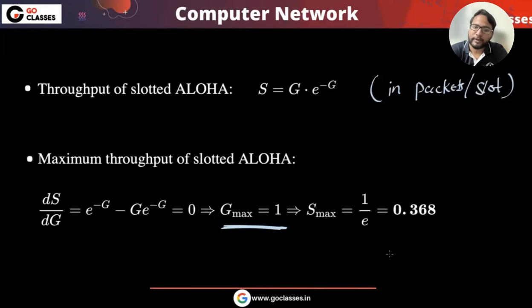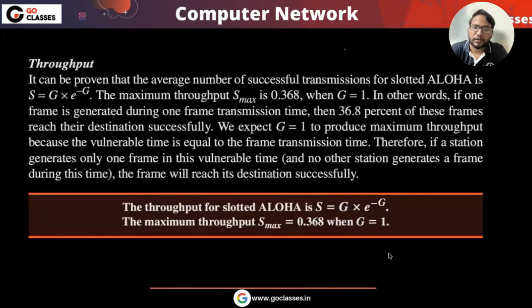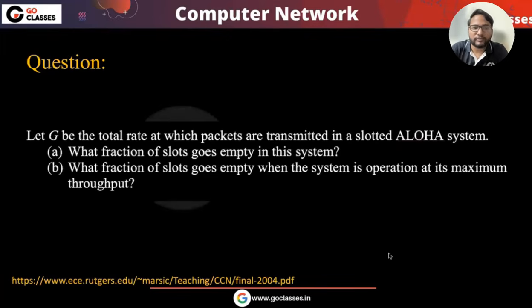But in Aloha, that is not possible, right? So the maximum throughput we can get is basically 0.368. Okay. So we have solved this question. If you remember, should I solve this again, or can I go to the next slide? Tell me. Maybe I can just solve it within a minute.